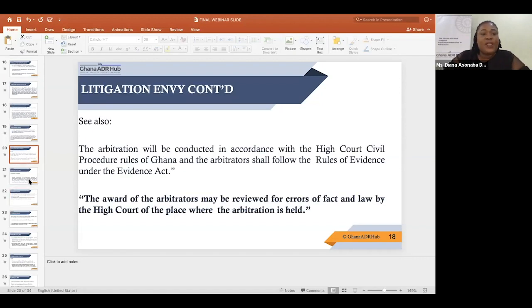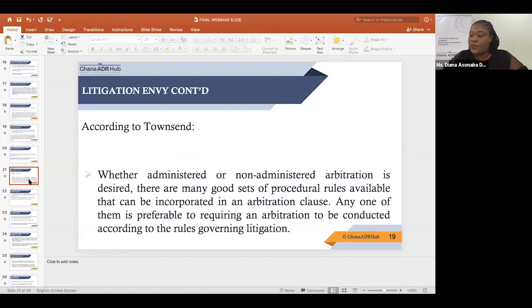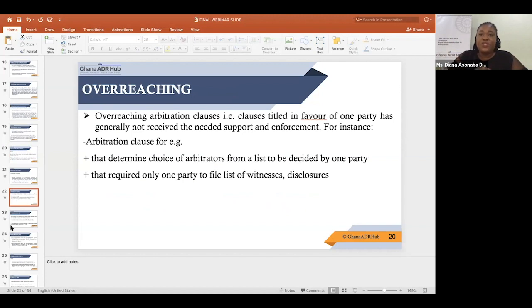Now, the final sin I wish to talk about is the sin of overreaching. So you have an arbitration clause drafted in a way that only one party, one side, chooses the arbitrator. For instance, you set up an agreement that says that we will resolve every dispute through arbitration. The claimant, this party A, is the one that will choose the arbitrator. If there's even going to be a panel, it is party A that will choose it.